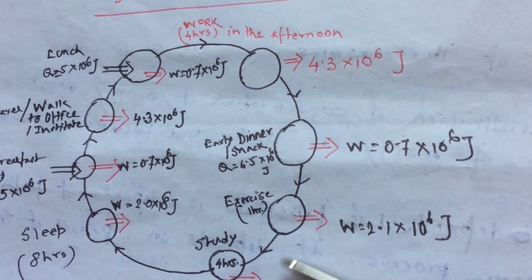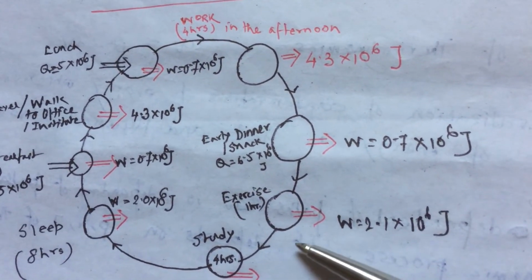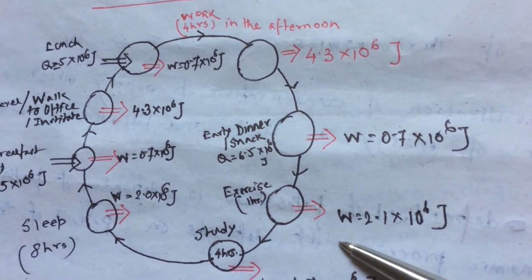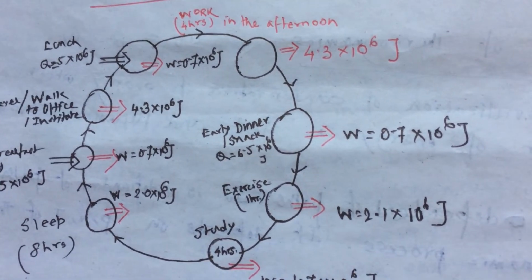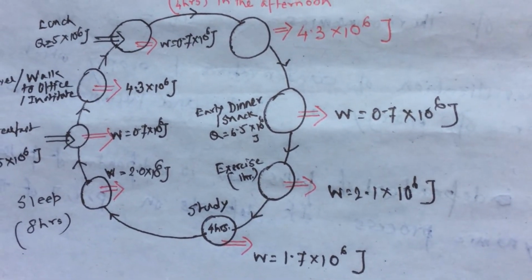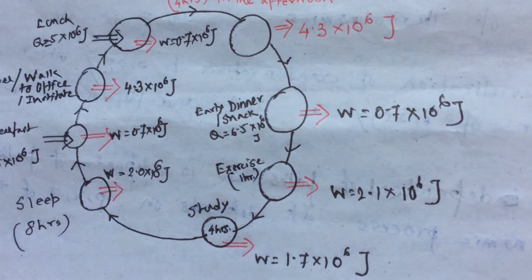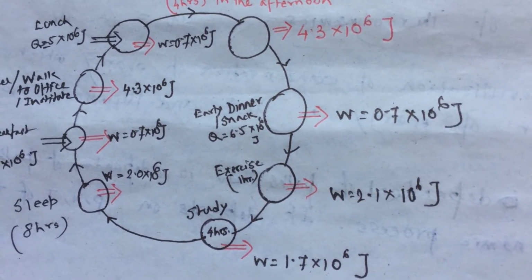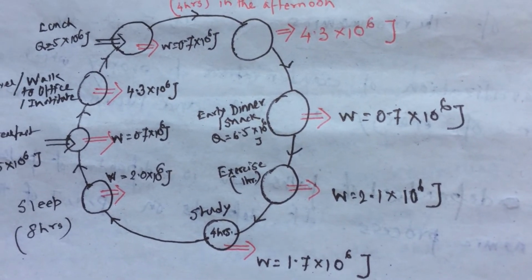And suppose after that, before sleep, I do some exercise for 1 hour. Then again that needs some energy, that needs some work done, W. Then again I study for 4 hours, suppose. For that I need to work for an amount 1.7 × 10⁶ joule.